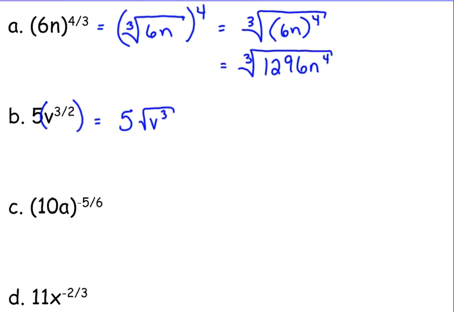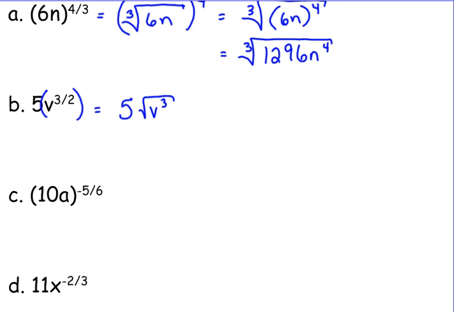Okay, let's look at example C. Again, 10a is in parentheses. So the first thing we need to handle here is to get rid of the negative exponent. Move it to the denominator to get rid of the negative exponent. And then we can write it in radical form.